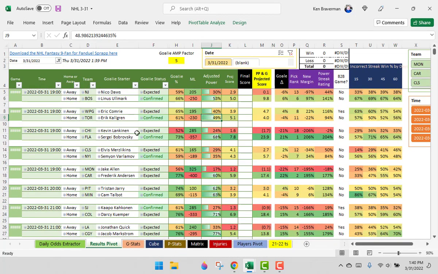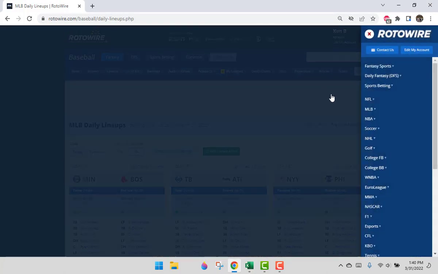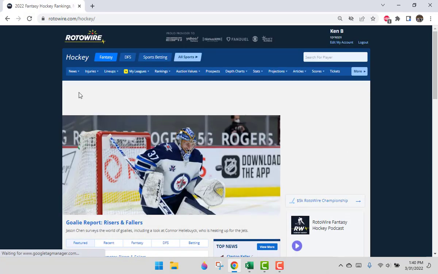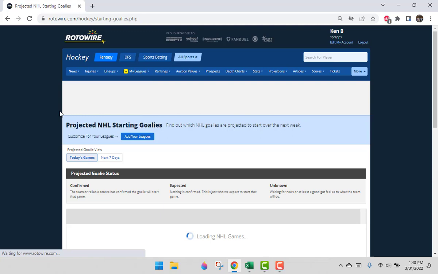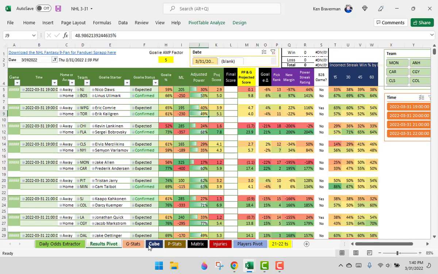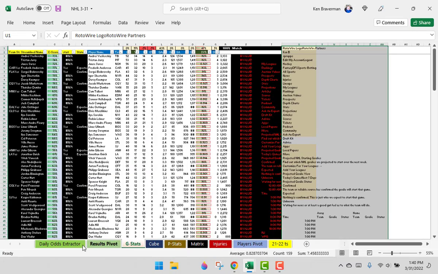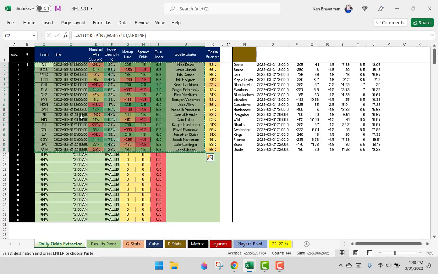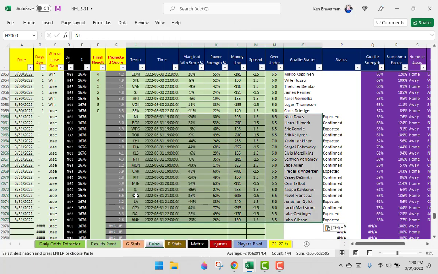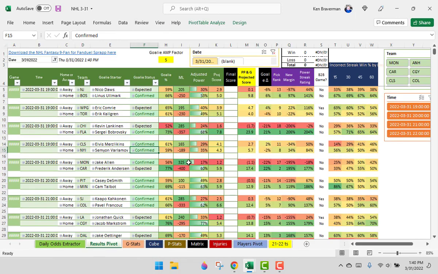Real quick hockey update, because we have games today. Let's go grab lineups for hockey. NHL, fantasy, NHL. And it's just starting goalies. We don't need actual lineups. We already did the injury report. You grab the goalies here. You go to the G-Stats page here. It's going right here as text. Then you have to go to the odds extractor and recopy the area and put it back and overlay it as values in the cube. That's the quick change. Some goalies changed at the bottom because I saw scores just changed. So you refresh, and now you get more confirmed goalies here.